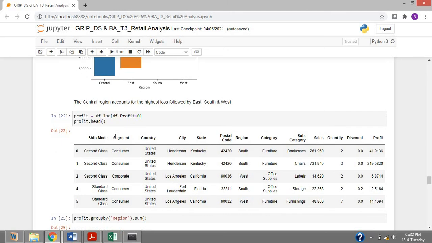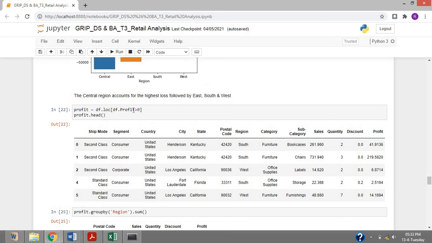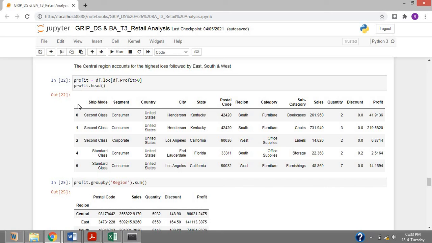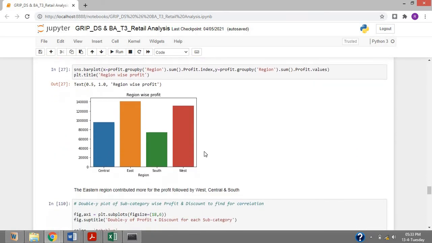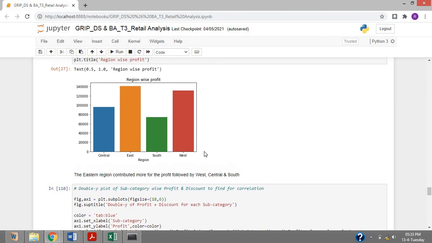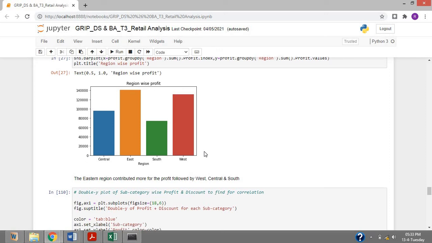Correspondingly, we are trying to find out the region wise profit. So here, in the last code we had specified this as less than 0, now it is greater than 0, storing it under the name profit, checking the head of it, grouping by region, and then plotting in a similar way. Here if you see, the people residing in the eastern region have accounted for more profit, followed by west, central and south.